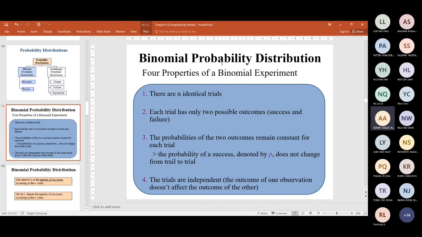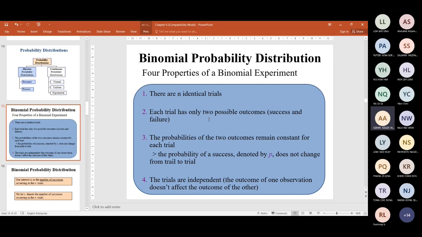Binomial, you have n identical trials. n can be 10, 20, 500, 1,000, however many trials. For example, if you flip a coin, how many times do you flip the coin? It can be 1,000 times, it can be only 3 times, only 5 times. So that is the trials.